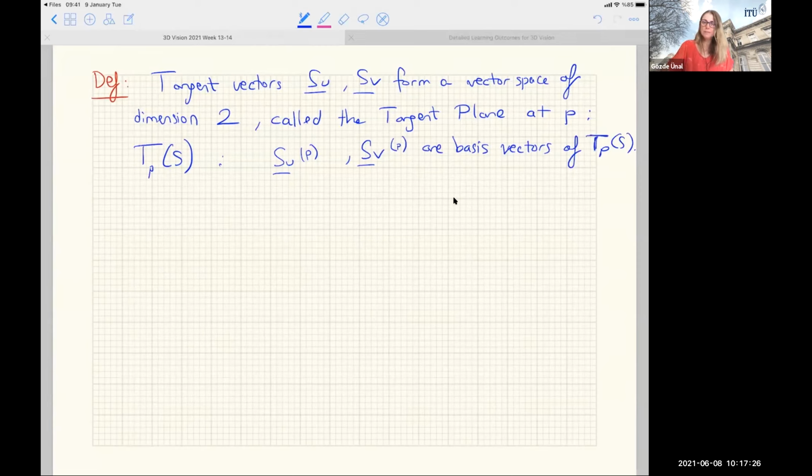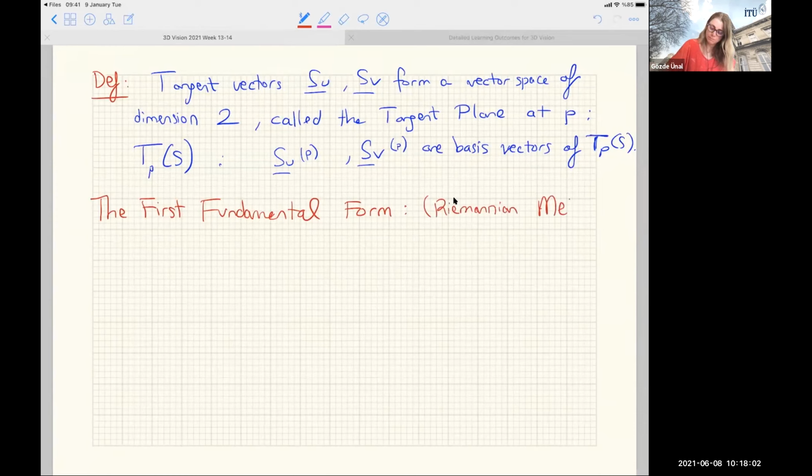So now, after defining the tangent plane, we want to define the first fundamental form, which is the Riemannian metric. So maybe let's define that, and after that, give a break. Okay, so the first fundamental form. This is also sometimes called the Riemannian metric.